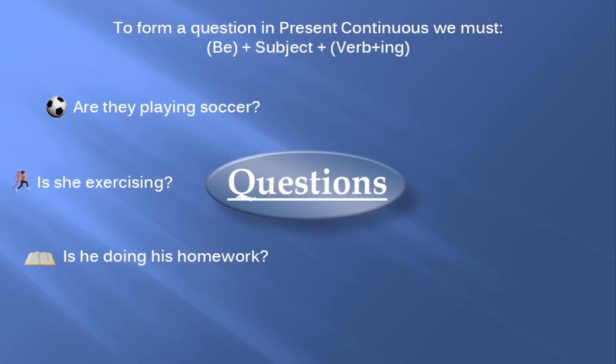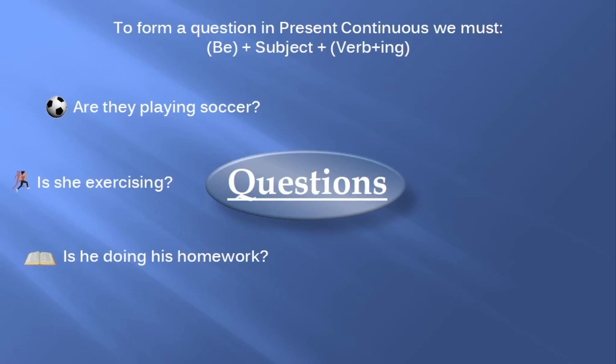Here we'll be looking at questions, and when we form a question, we form it in a different way than we do when we form a statement in the present continuous tense. We form it by starting with the verb be plus the subject, and then finally the verb plus the ing ending. So let's see what these sentences are. Are they playing soccer? You could be wondering if they are playing soccer because it might have been raining, or something happened, or if it's their off day.